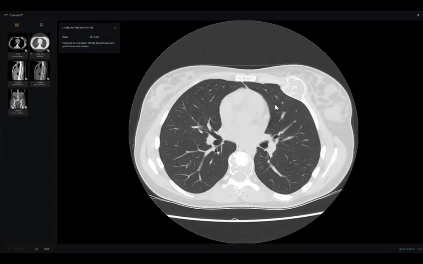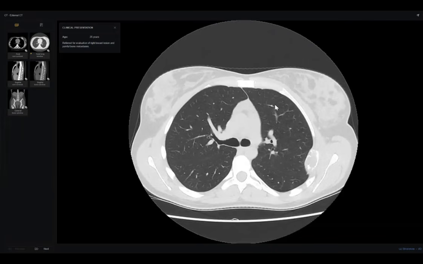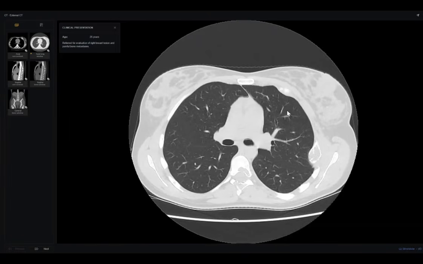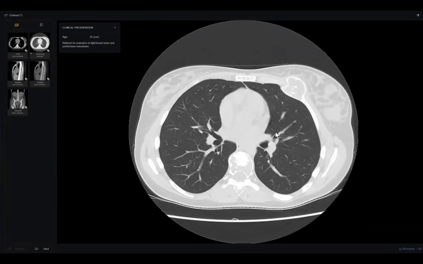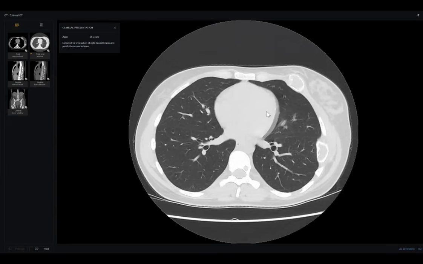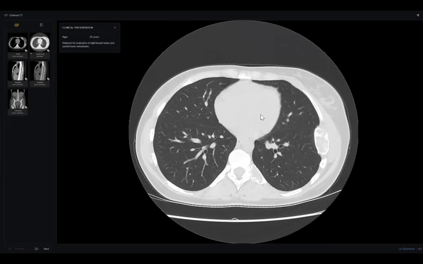Regarding the lung parenchyma, I couldn't see any abnormality, any pulmonary nodules, consolidation, or mass lesions. But I can see there are multiple lytic rib lesions, so I want to see these lesions in the bone window to fully comment on their nature. Take the bone window.